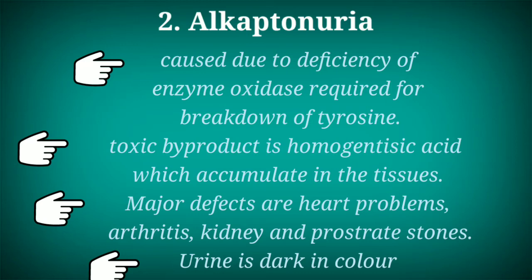Because of this accumulation of homogentisic acid, the major defects that occur are heart problems, arthritis, and kidney and prostate stones in that particular person. Also, a very common symptom of alkaptonuria is that the urine becomes black when it comes in contact with air. So these are the very common symptoms here.